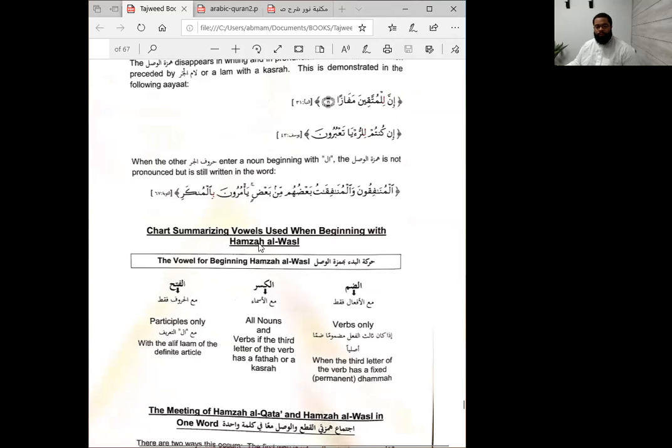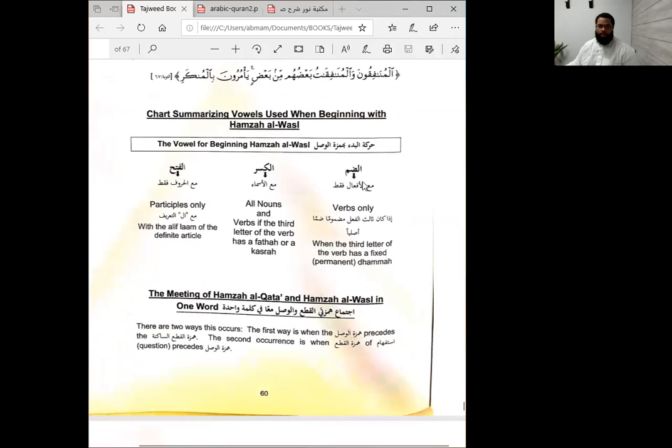So here's a chart. Vowels used when beginning with Hamzatul Wasl. Dhamma is only with verbs. Kasra with all nouns and verbs. If the third letter of the verb has a fatha or a kasra. Fatha in participles only, with the alif lam of the definite article. So this is a very brief summary which encompasses all that you need to know when you're reciting.